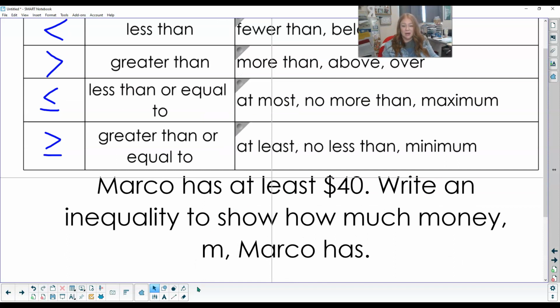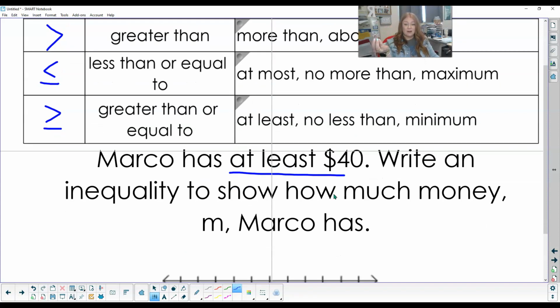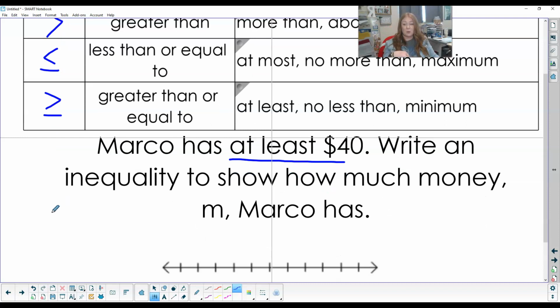So Marco has at least $40. So at least 40. So he could have more. So whenever I'm writing these, we're going to write this inequality to show how much money Marco has. So I want to write my M for money and my number I know, 40. So I want to start thinking he has at least 40. Okay, so I'm just going to write some numbers here.